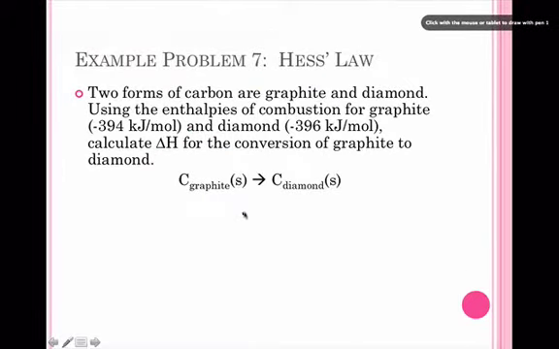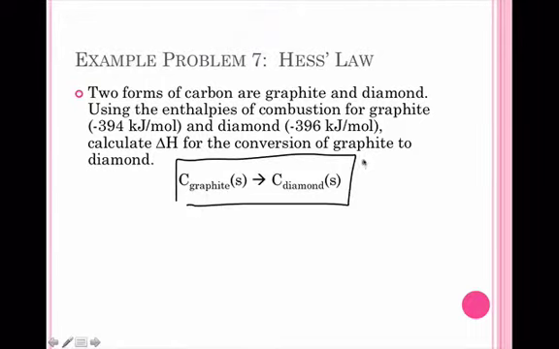So here's our example using Hess's law. 2 forms of carbon are graphite and diamond. Using the enthalpies of combustion for graphite and diamond, calculate delta H for the conversion of graphite to diamond. So the first thing we're going to have to do is write our individual steps here that we're going to manipulate. This is what we call our target reaction.